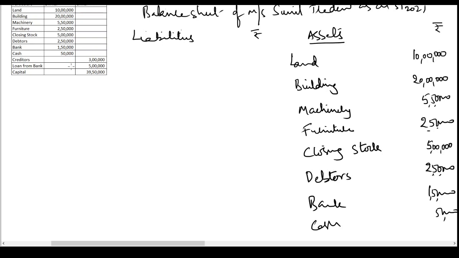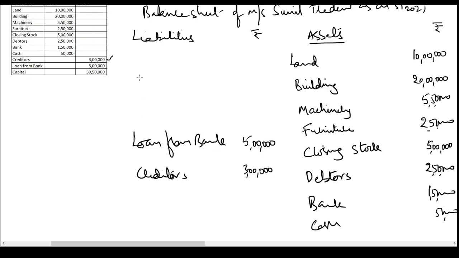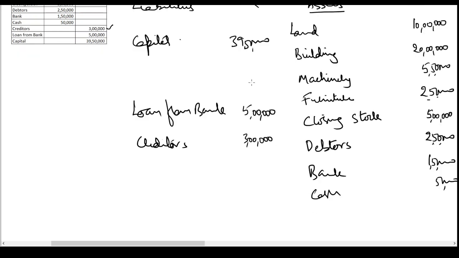Now we have some credit balances. Creditors, this is the amount owed to outsiders, so we'll show it on the liability side. Creditors 3 lakh rupees. Loan from bank, this is a liability for the business. We have to repay it. Till the time we repay it, we cannot close this account, so this account will continue in the balance sheet. Then capital is also a liability for the business. Capital account balance 39,50,000 will also be shown on the balance sheet liability side. So this is how we prepare the balance sheet.